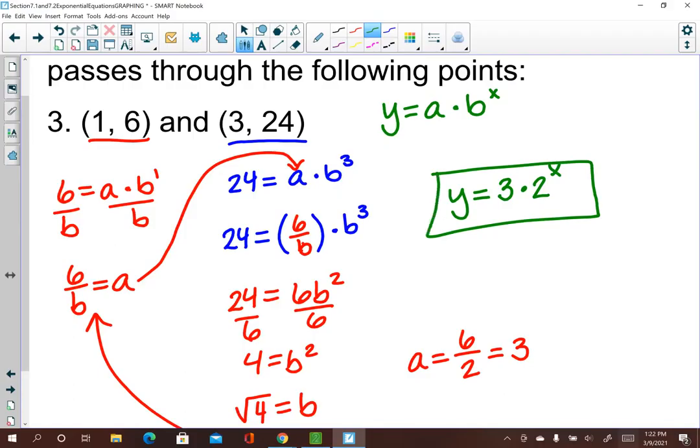Now, they may not give you the coordinate points outright. Sometimes they might give you a graph and say, hey, pull 2 coordinates off of this graph and then do this work to write me an equation.